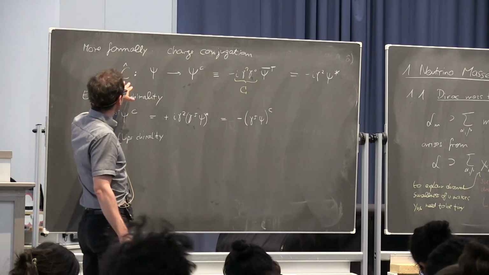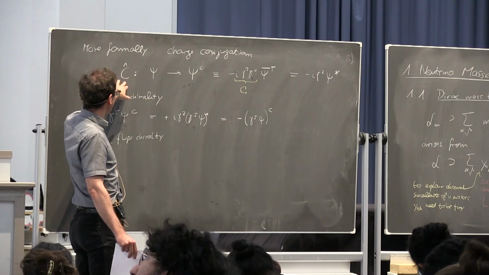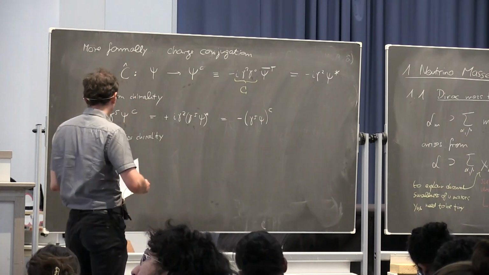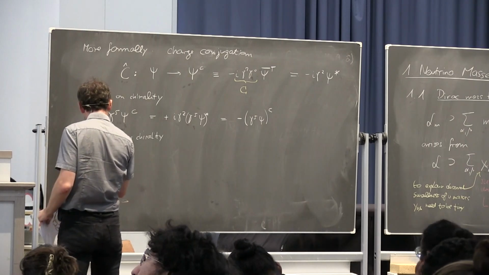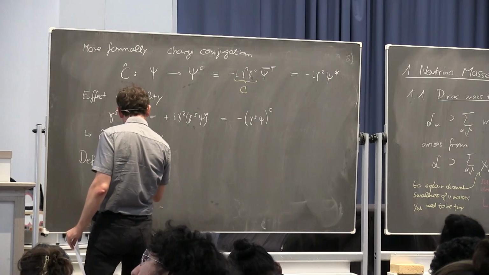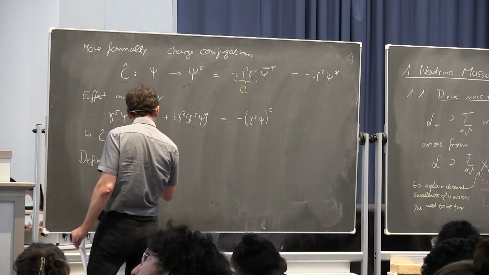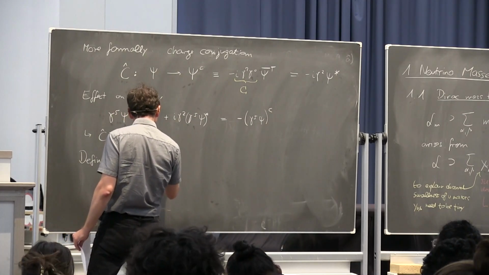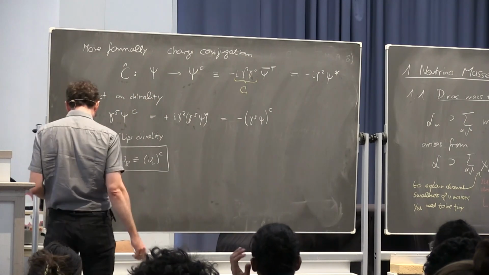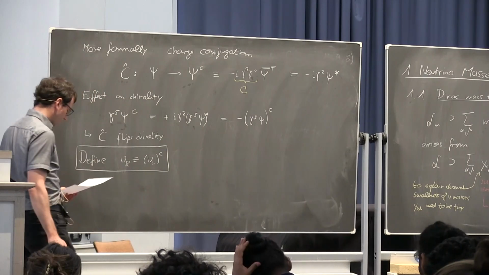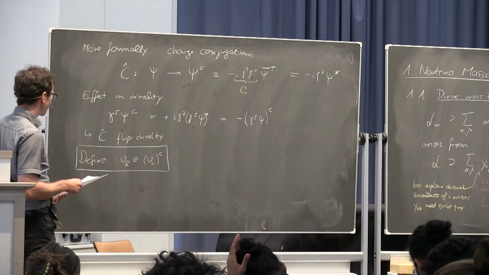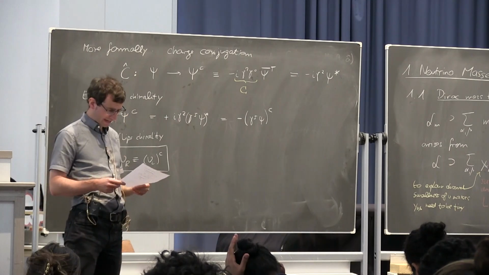Okay, so this charge conjugation operation is a formal way of getting a right-handed field from a left-handed field. So the idea is now that we define our right-handed neutrinos to be the charge conjugates of our left-handed neutrinos. And with that, I can in principle write down a mass term.